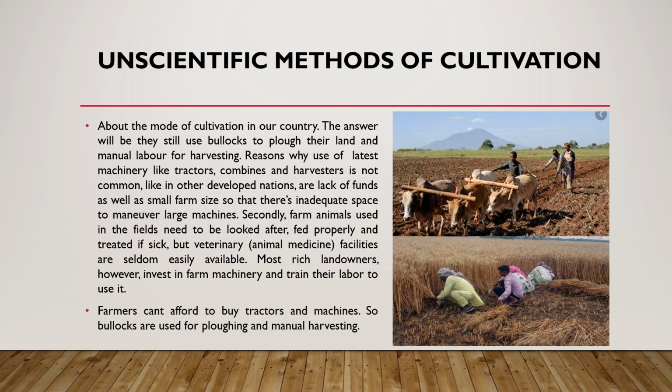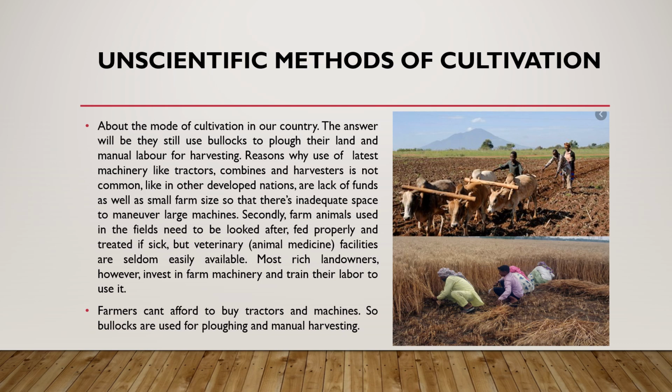Second is unscientific methods of cultivation. If we talk about the mode of farming in Pakistan, the answer is yes, that old methods are still being used in Pakistan for agricultural purposes, and new methods are also used here, but mostly the use of latest machinery like tractors and harvesters is not common like in other developed nations. It is mostly due to lack of funds, a small size of farm, inadequate space, and large machines.